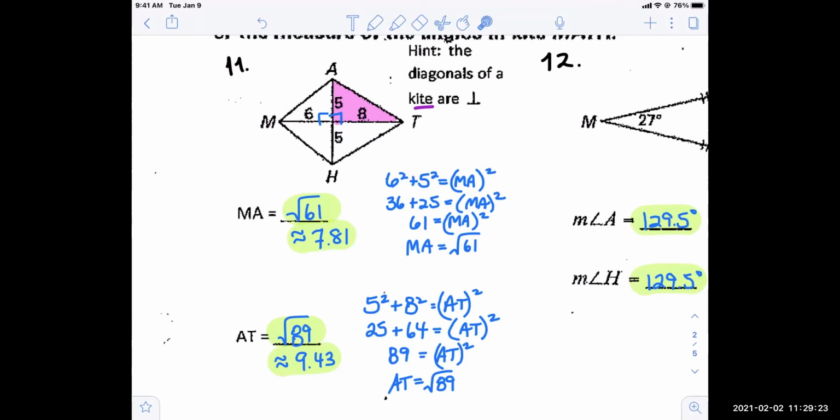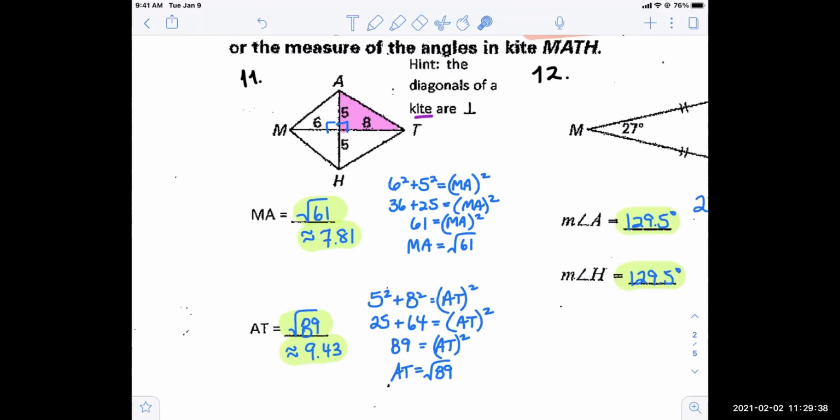Okay, but on this one, we don't know the length of the side of the kite. So 6 squared plus 5 squared equals that side squared. And then down here, I did 5 squared plus 8 squared equals that side squared. Okay, it's always leg squared plus leg squared equals hypotenuse squared.